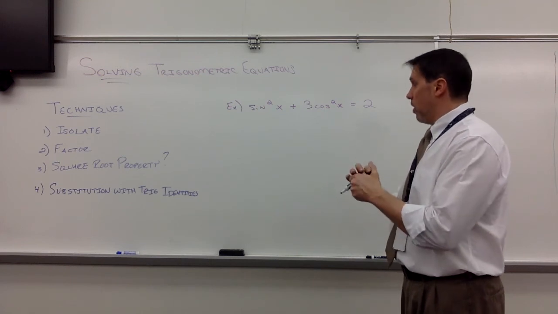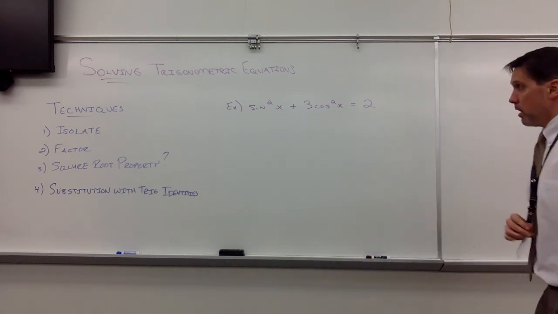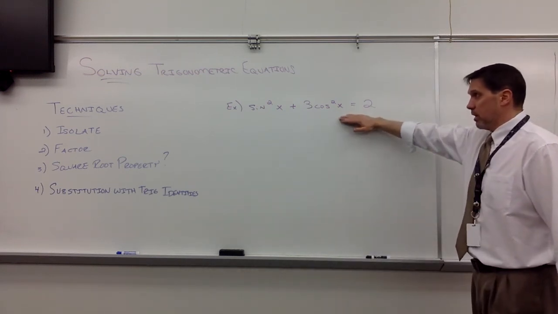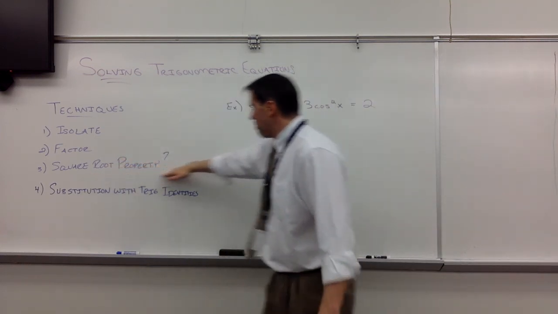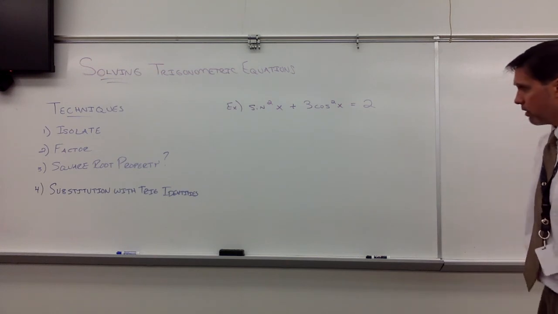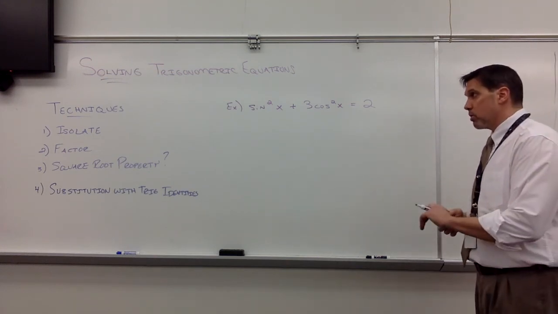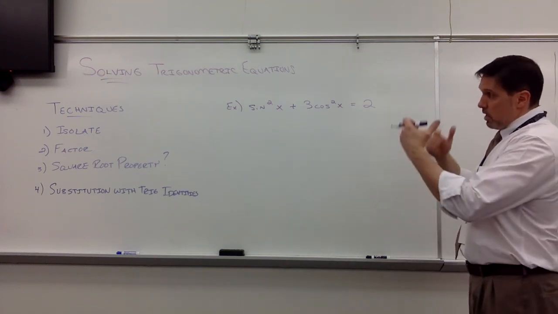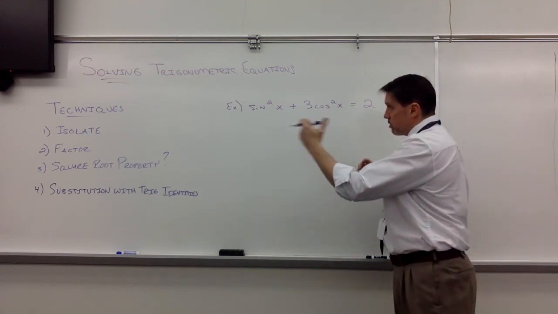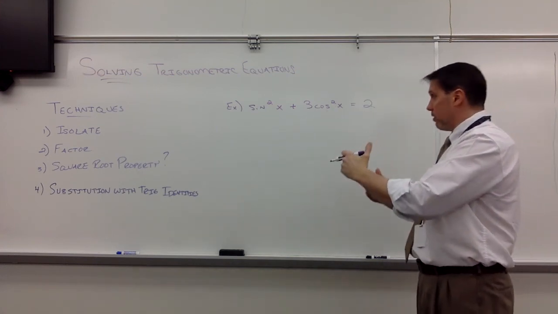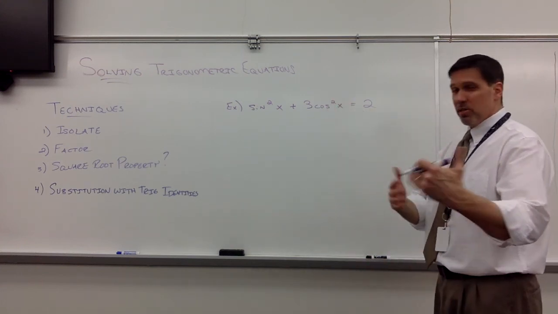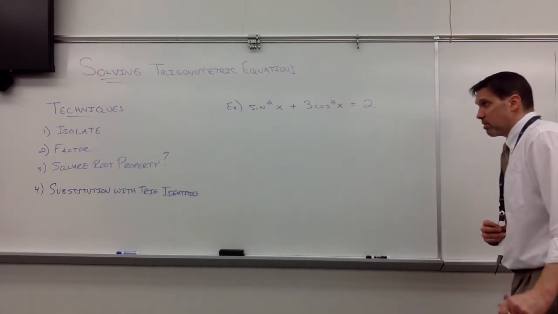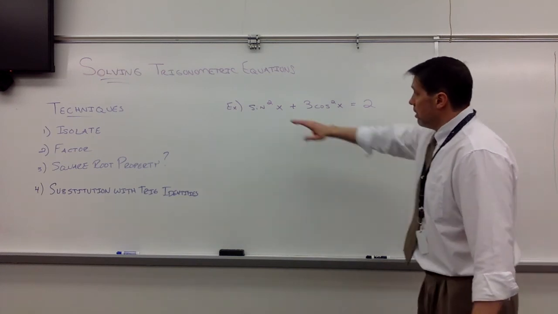Some things that we know. So let's take a look at this one. Factoring kind of looks like it's out of the question. No way we're going to isolate. Square root property, there's two different trig functions running around. So substitution, I think, is going to be the order of the day. The idea is if we can substitute a sine for a cosine or vice versa, we can at least be dealing with one trig function. That's much more helpful.